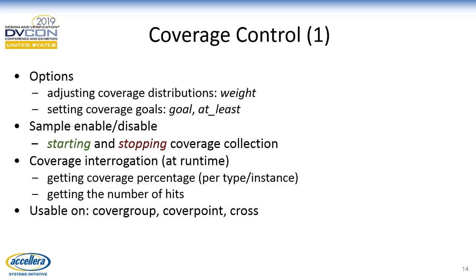Options. Options are used for adjusting distributions of different elements of the coverage model. This means that you attribute different weights to different elements so that some of them matter more than others. And we can also disable and enable sampling collection during runtime. So you can disable the cover group, and then when you sample it, it doesn't register anything. You can also interrogate the database at runtime, as I already told you. And all this functionality is usable on all the coverage constructs except for bin.